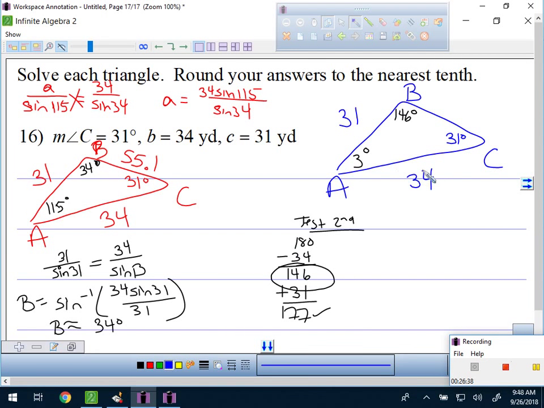And then over here in blue, you would do A over sine of 3 equals 34 over sine of 146, and you should get, for A, 34 sine of 3 over sine of 146. And so 34 sine of 3 divided by sine of 146, you should get 3.2, and that would be this right there.